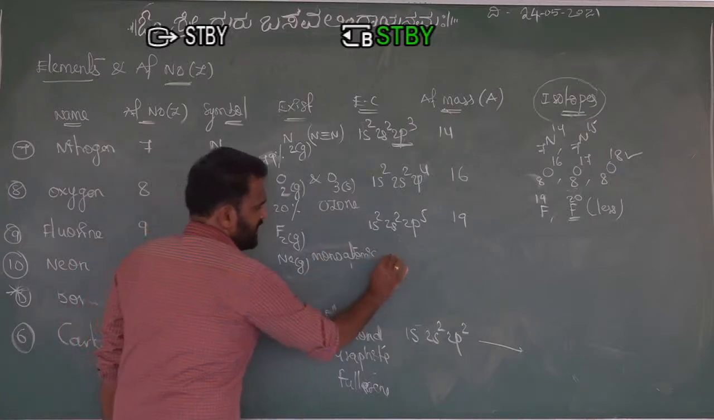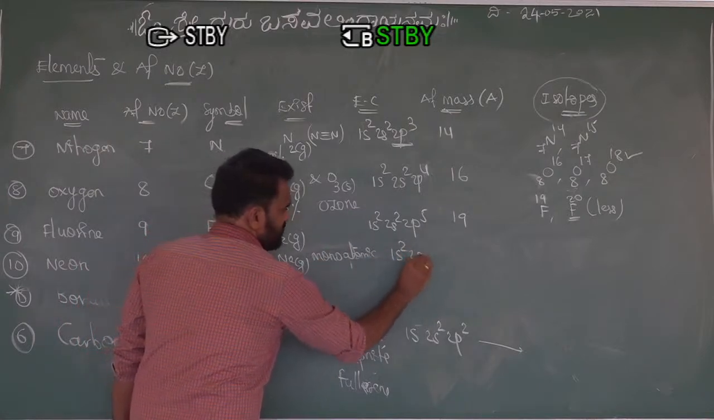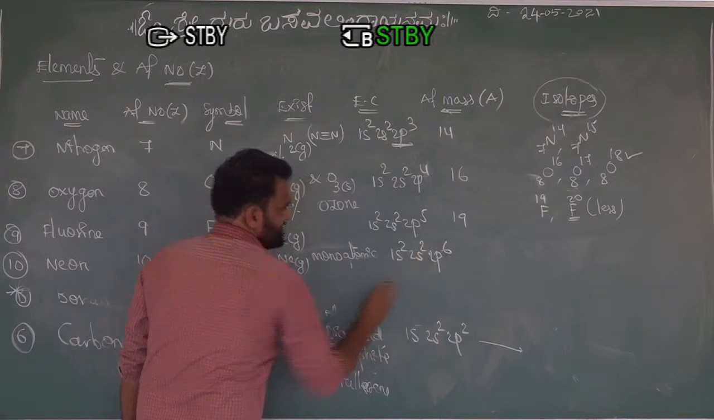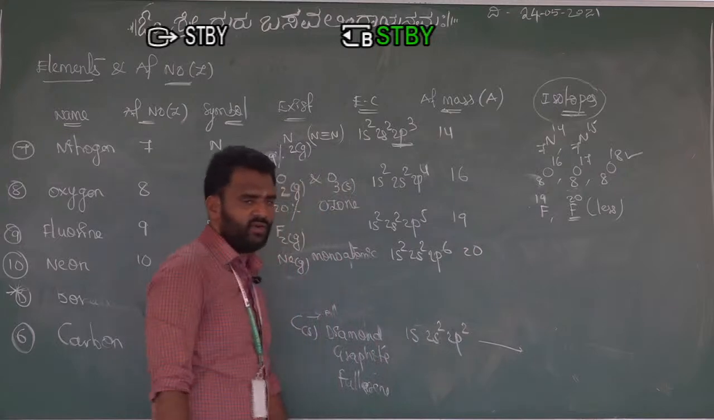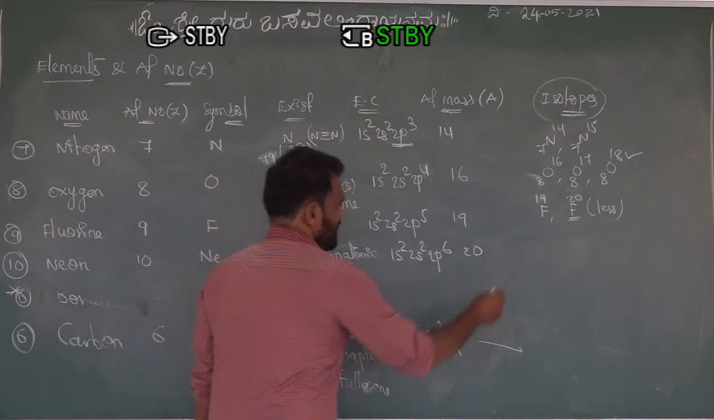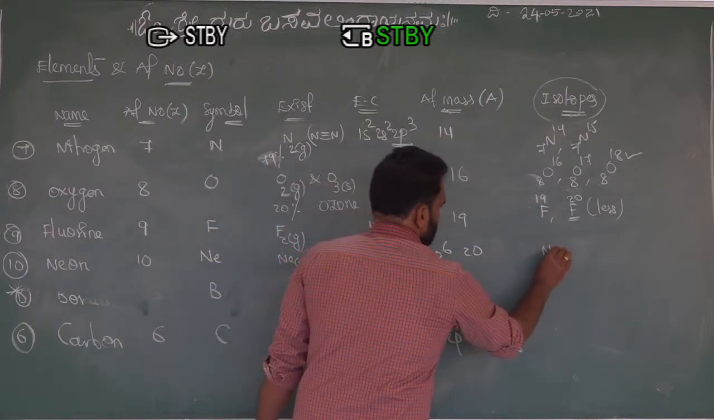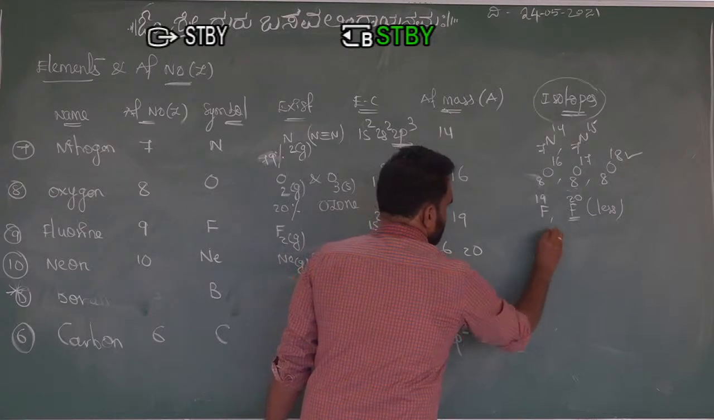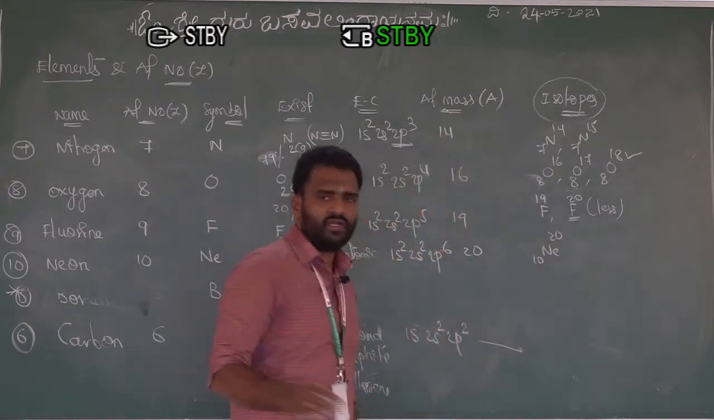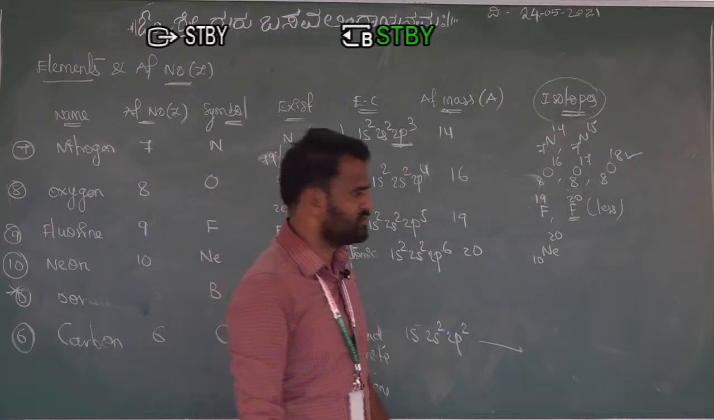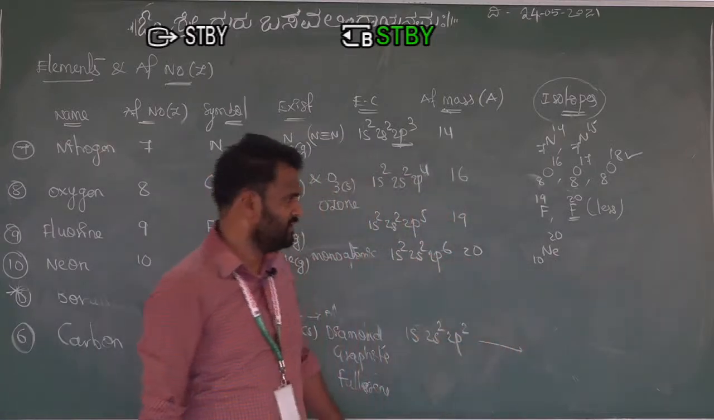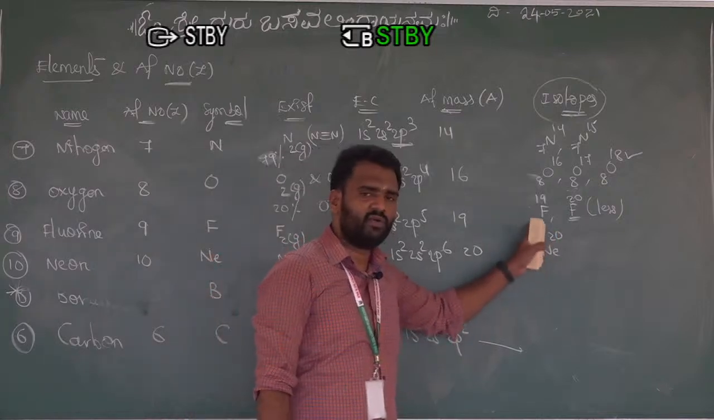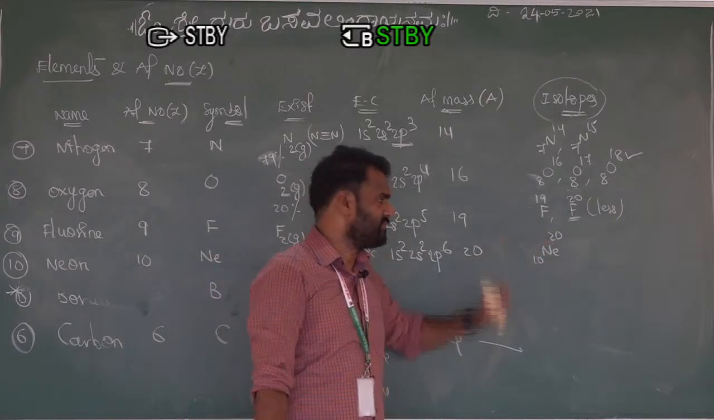If you see the electronic configuration of neon, it is 1s2, 2s2, 2p6, and its atomic mass is 20. Now if you take neon isotopes, neon has atomic number 10 and mass 20. Neon 21 and 22 also exist as isotopes, but they are negligible. So neon 20 is the main important form.